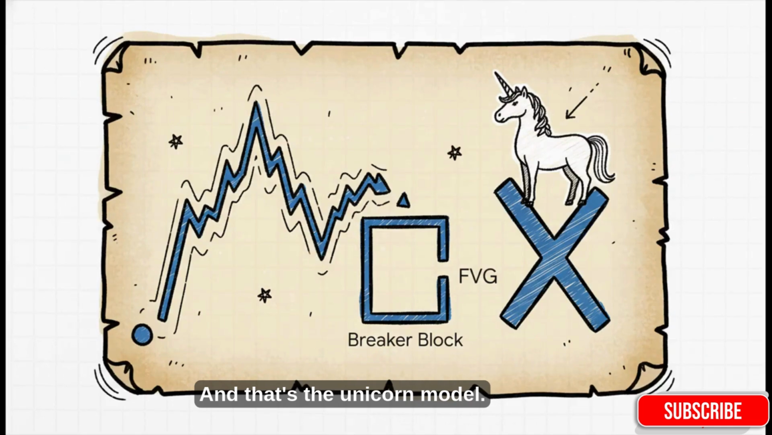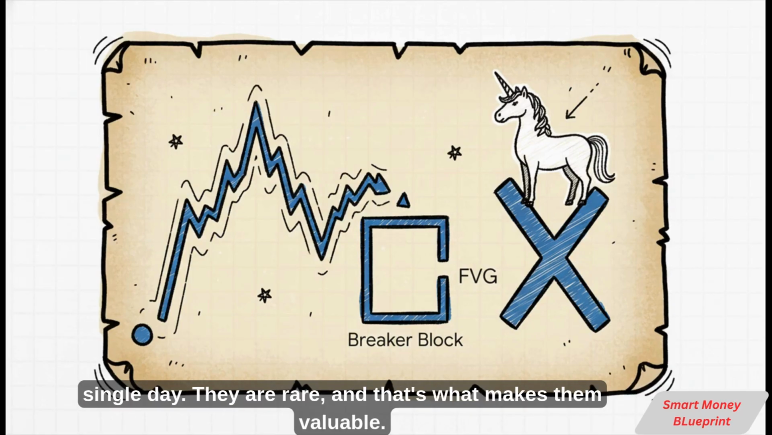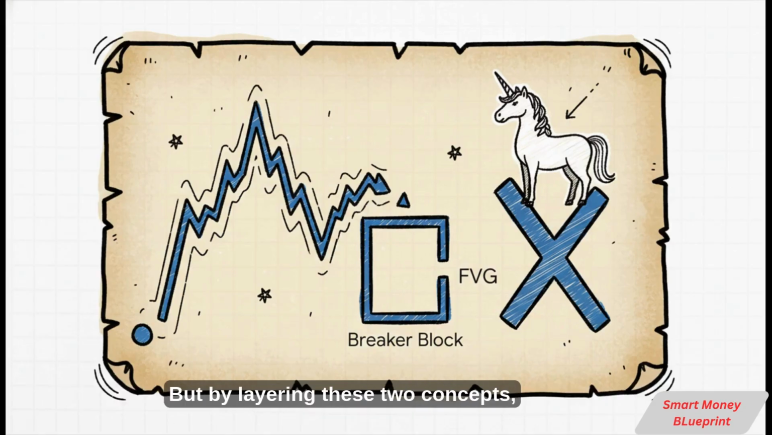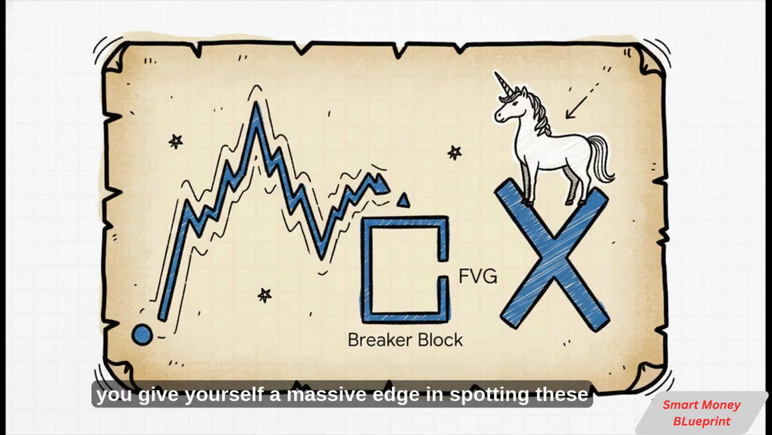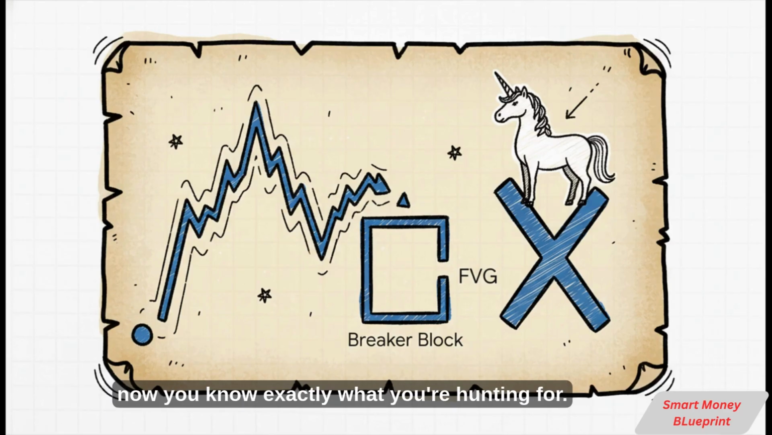And that's the unicorn model. You know, they call it that for a reason. These picture-perfect setups don't happen every single day. They are rare, and that's what makes them valuable. But by layering these two concepts, you give yourself a massive edge in spotting these high-precision turning points. And the most important thing is, now you know exactly what you're hunting for.